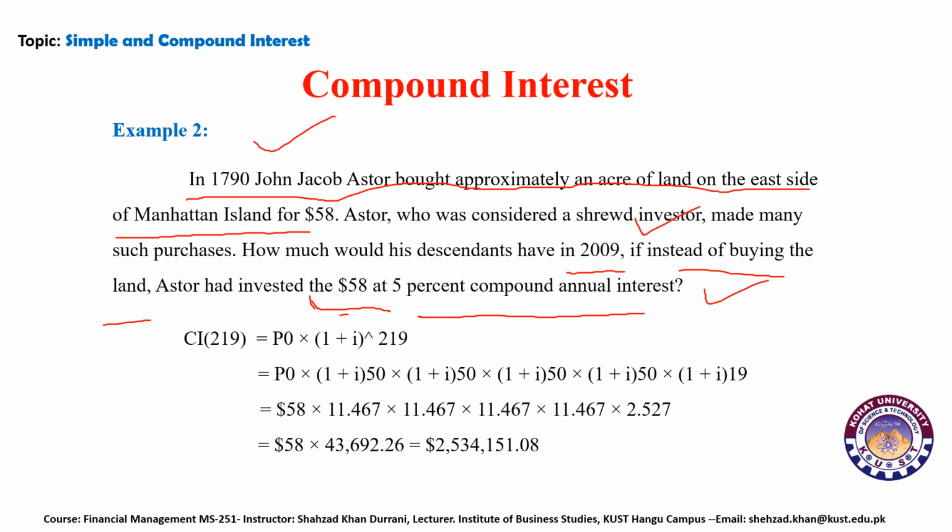So compound interest, we know the formula. This is for the number of years that we are calculating, 1790 to 2009. How much is that? 2009 minus 1790, it's 219 years, right? We have the principal amount into 1 plus I, the interest rate, raised to n, and the n here is 219.